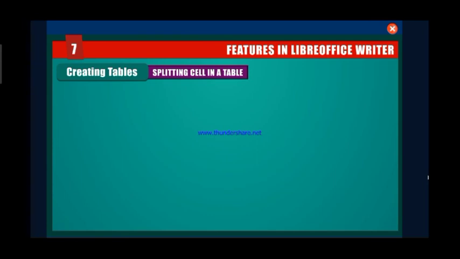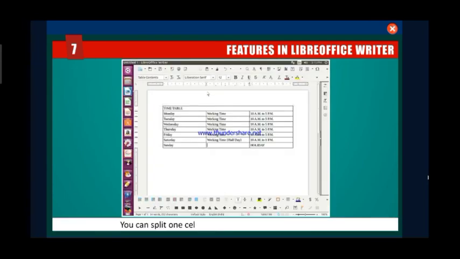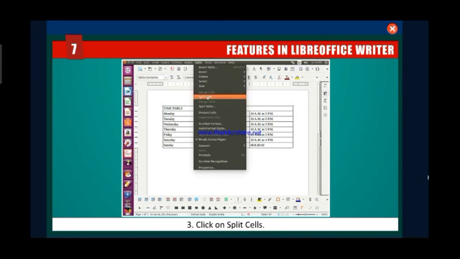Now we will split the cells in the table. You can split one or more cells in a table. You can even split cells into columns and rows also. To split them, click the cell you want to split first. Click on Table menu, click on Split Cells.